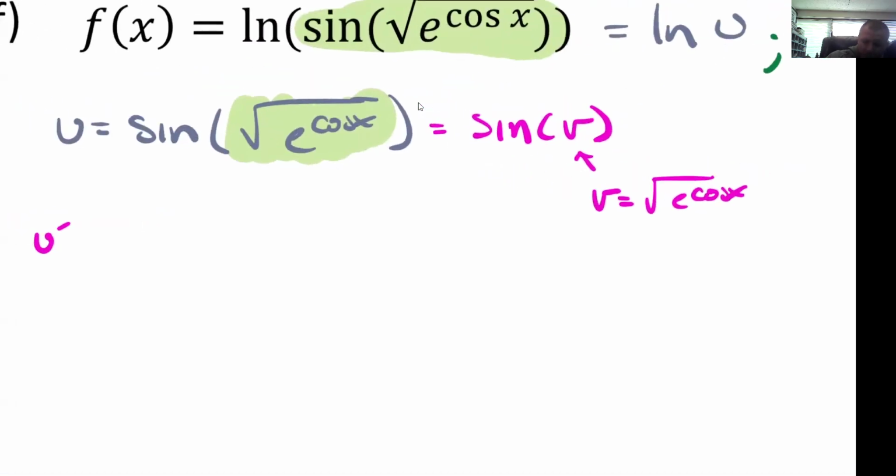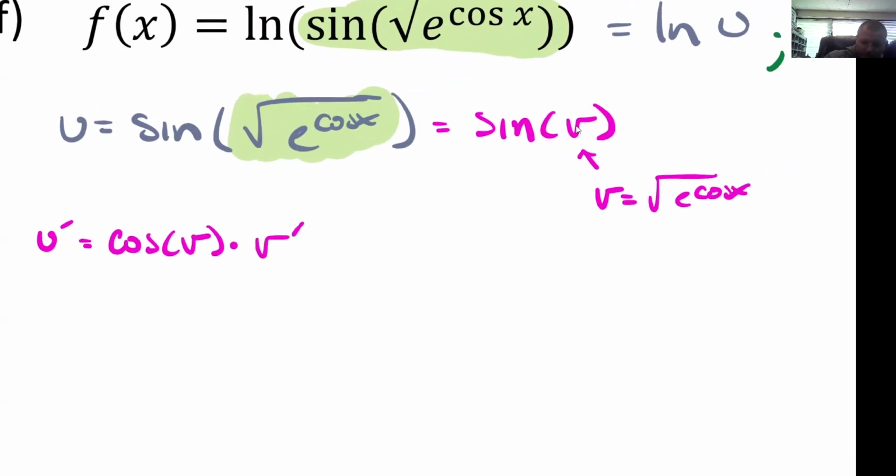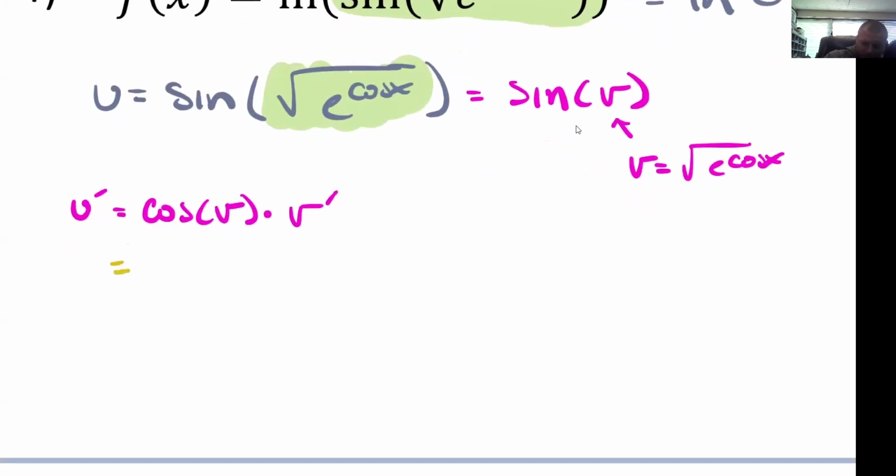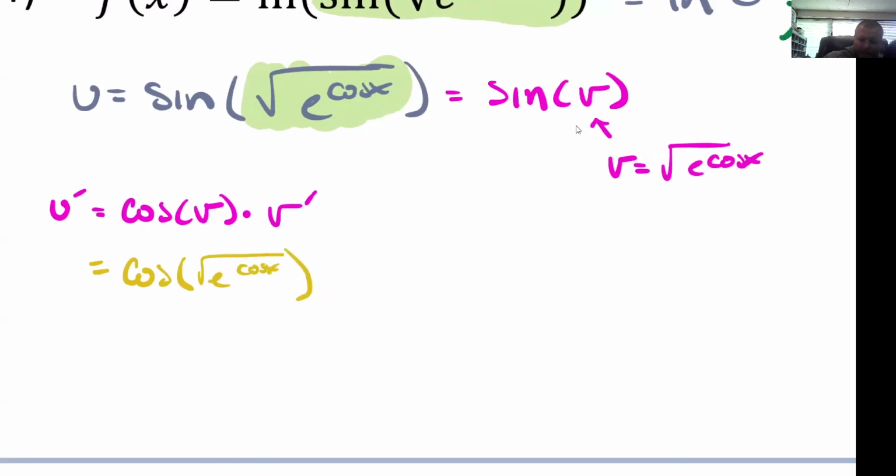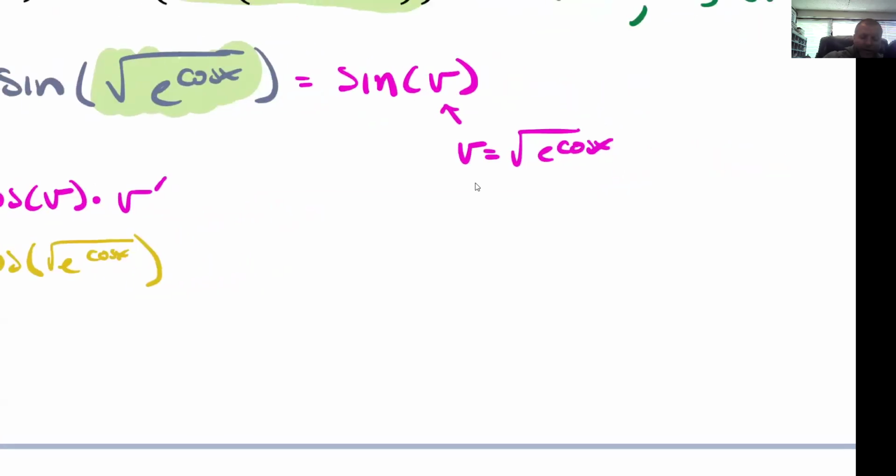All right, so if I take the derivative of the sine of v, I'm going to get the cosine of v times v prime. That's not too terrible. I'm going to get the cosine of the square root of e to the cosine of x. But now I have to find v prime. So I have to take this derivative.